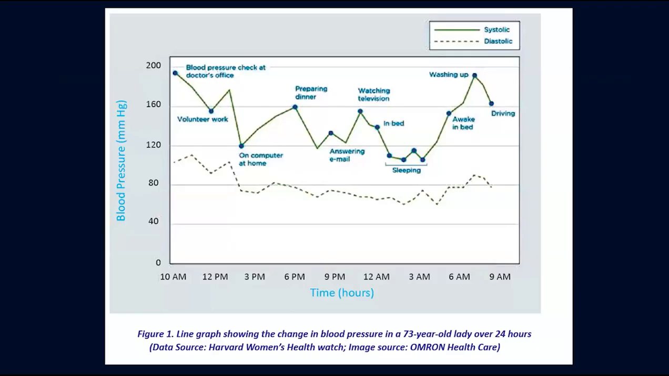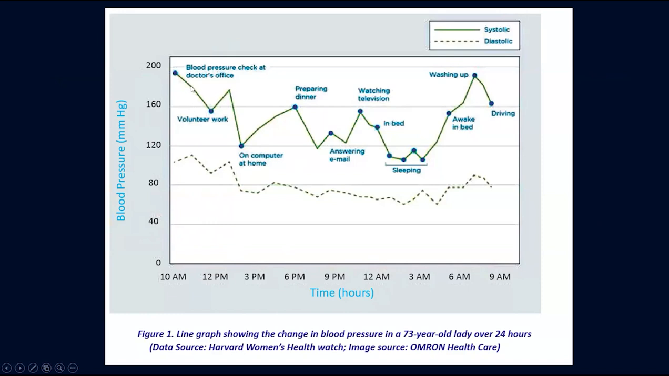This is an example of a line graph showing the change in blood pressure in a 73-year-old lady over 24 hours. So this line chart describes all the characteristics. This is the x-axis, the time is shown. In the y-axis, blood pressure is shown, and this is the line graph.